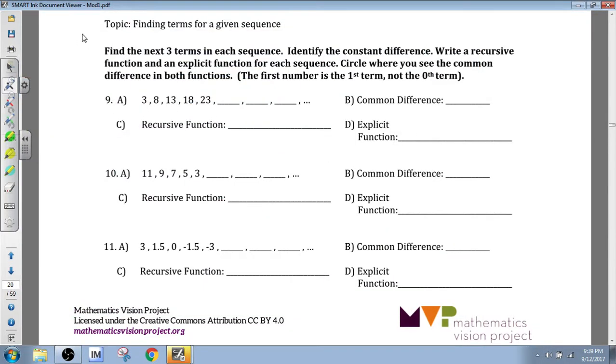Good evening, everybody. I got an email request to do problems 9, 10, and 11 here. So I'll do at least number 9 and let you guys try to figure out the other ones. Let's go ahead and see what it's asking us.